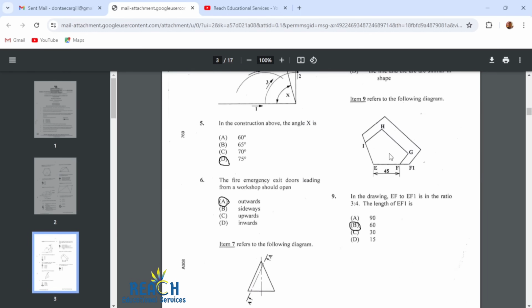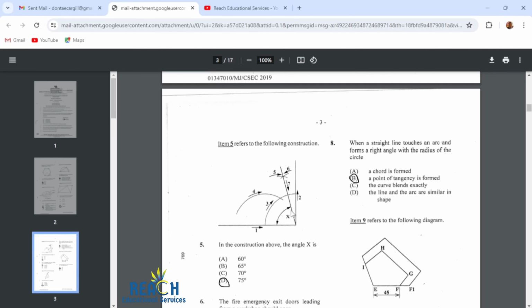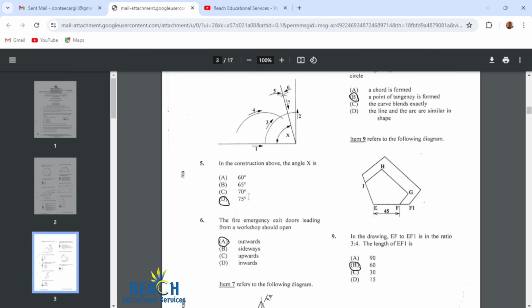Alright, number 5 here says, in the construction above, the angle X is 75 degrees. So this is angle X right here. This is 90 degrees and this is 3/4 of that, which would mean that this is 75, and we can see that we bisect here to get a 60-degree angle. Then we split this part in two here. So this is 60, which means that this is 30. Split that 30 in two. So this is 60 plus 15, which is 75 degrees.